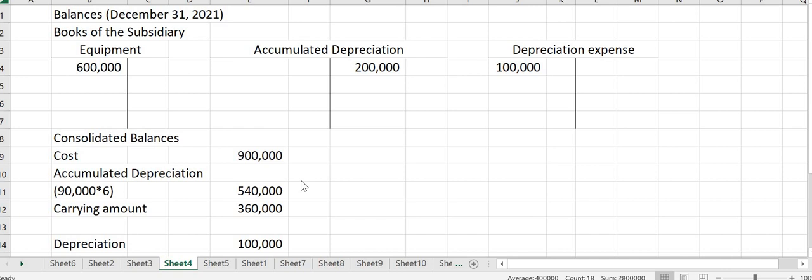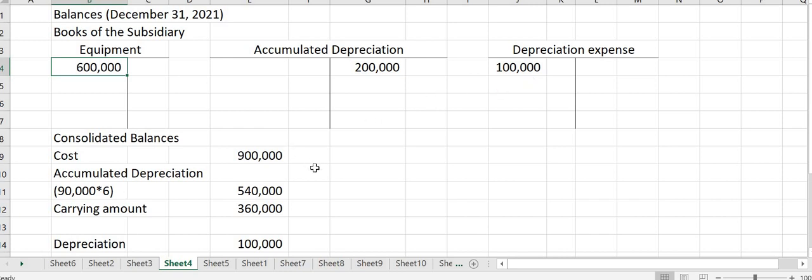Okay, so let's have balances on December 31, 2021. So, meaning second year after the sale. So, of course, in the books of the subsidiary, no, we have equipment. We have 600,000 yung balance niya. Then yung accumulated depreciation natin is actually 200,000 na kasi it's second year. Every year, the subsidiary, or the buying affiliate, recorded depreciation of 100,000. So it's on its second year na, so therefore the accumulated depreciation is actually 200,000. Then the depreciation expense is 100,000.